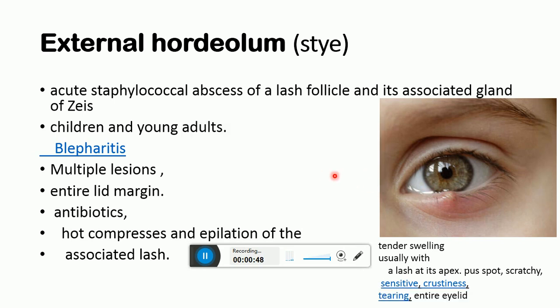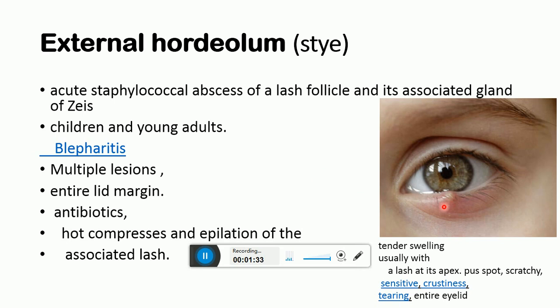So the external hordeolum and styes are common in children and young adults, and the risk factor is blepharitis. Multiple lesions can occur along the lid margin, and the stye can also involve the whole lid. The signs and symptoms are tender swelling, and usually there is a lash at the apex of the swelling, and there is also a pus part. There may be scratchy feelings, sensitivity, crustiness, and tearing.